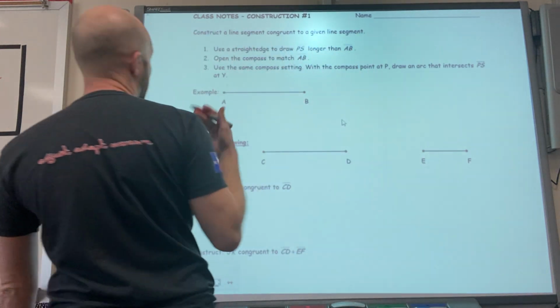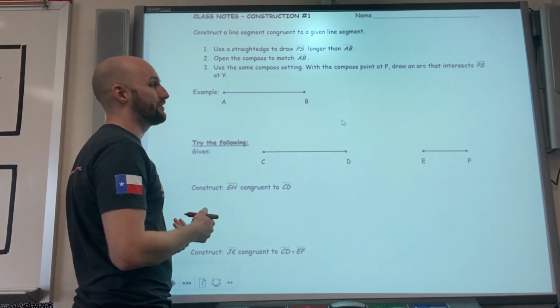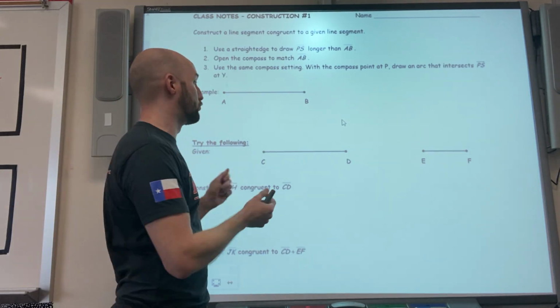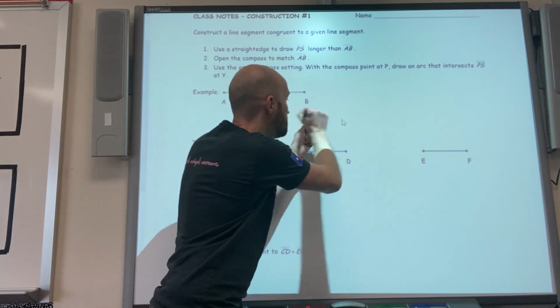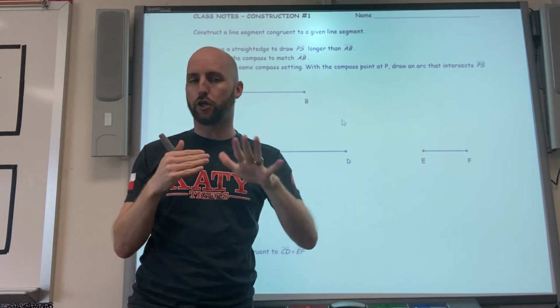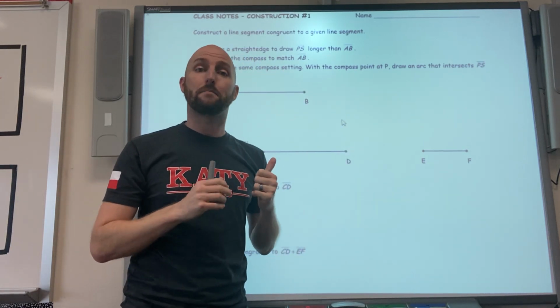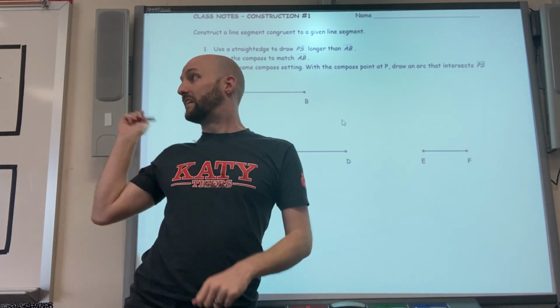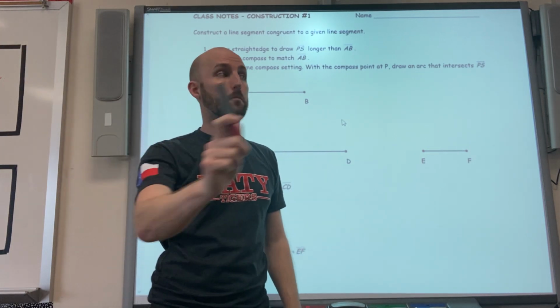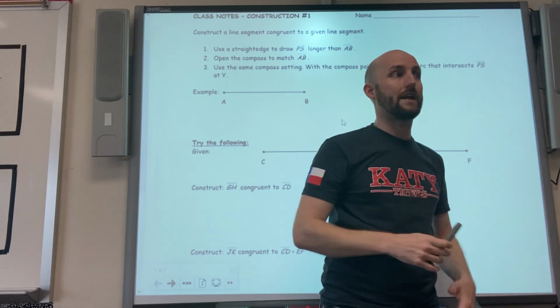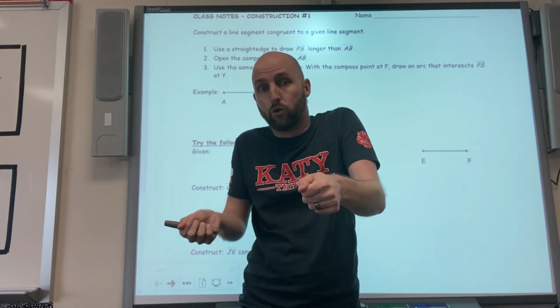Okay, so construction number one is how do I copy a segment? And we're pretending that I don't have a ruler. I'm like, oh, it looks about 6.2 inches. Great, I know you can do that. We're pretending that I was trying to copy this length of this building, and I needed to go put the other length of the building over here, and I needed that to be the same size. I can't just ruler that.